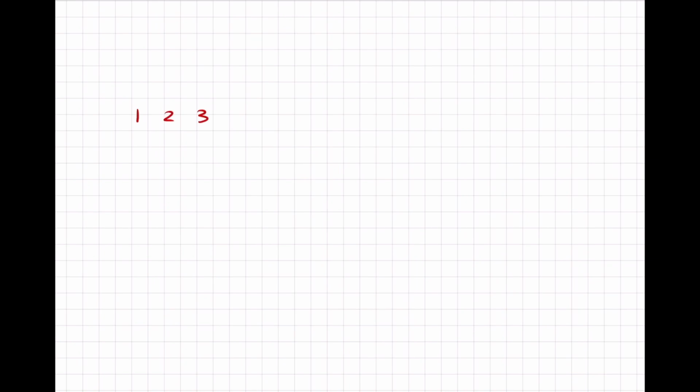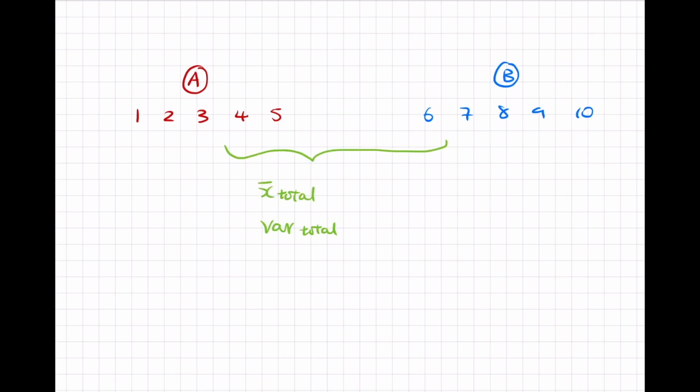Let's first look at two sets of data. Let's call it set A and set B. Merging is when I combine two sets of data and I want to work out the total mean and the total variance. In order to work out the total mean, we have to work out the total sum of x divided by the total number of n.